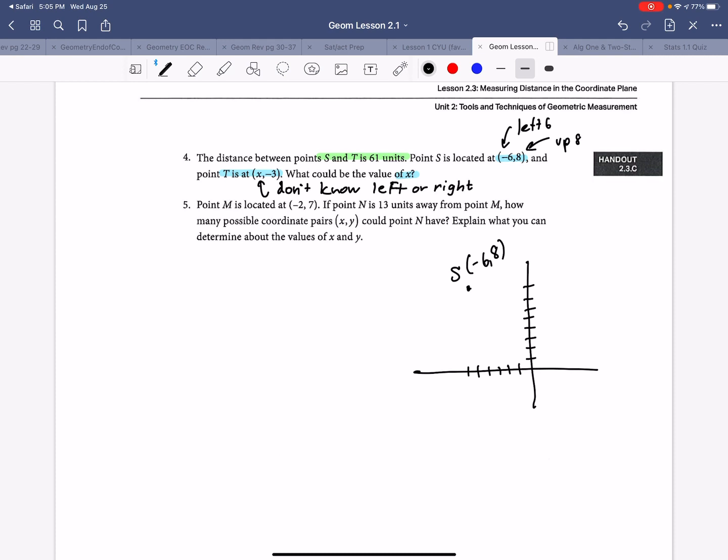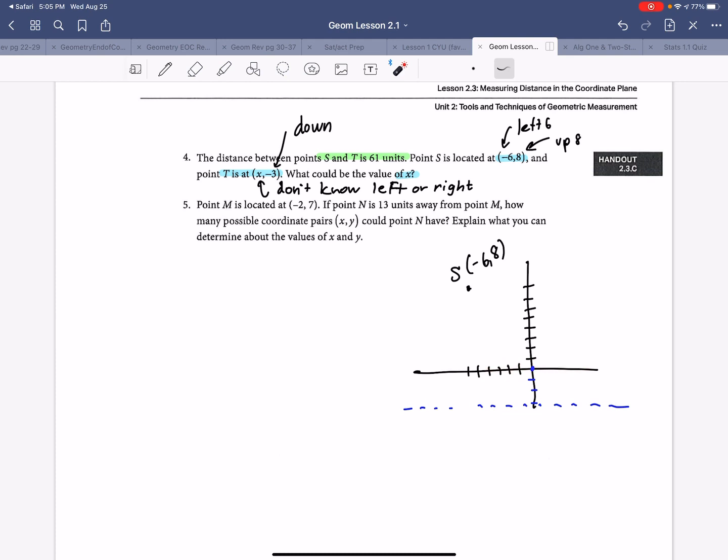I don't know how much left or right, but definitely I'm going to go down 3, okay? So I'm going to start here. I don't know if I'm going to go left or right, but I'm definitely going to go down 3. So it's going to be somewhere along that line. If I go left 4 down 3, or I go right 5 down 3, I'm going to land on that line. And that's what that's saying.